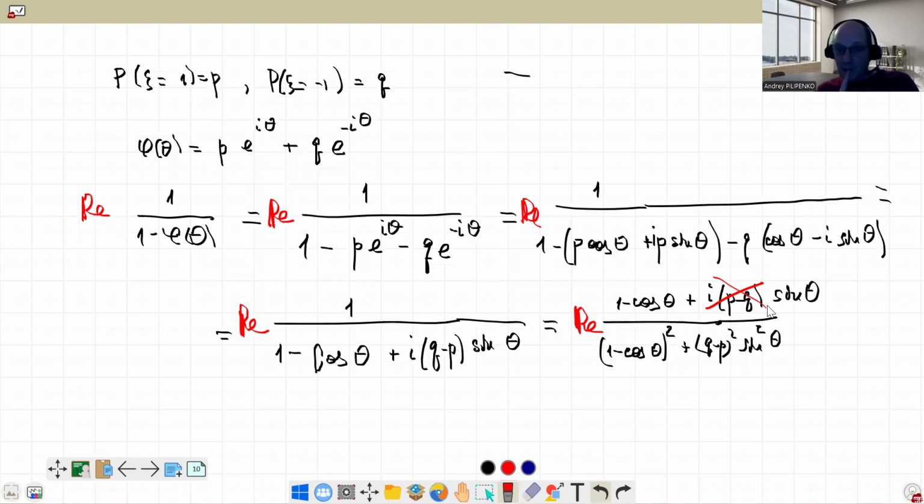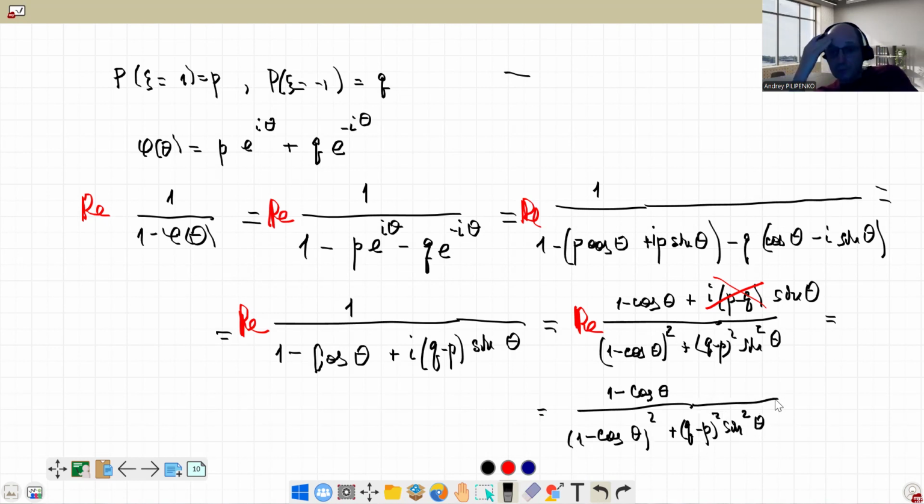And this real part is equal to 1 minus cosine theta, over (1 minus cosine theta) squared plus (q minus p) squared sine squared of theta. And so, if I don't make a mistake, again the denominator is equal to 0 if and only if theta is 0.